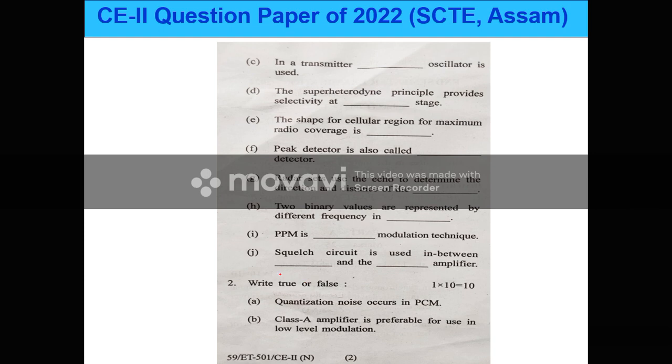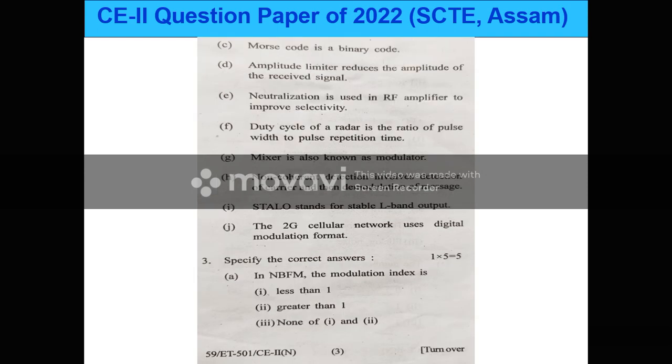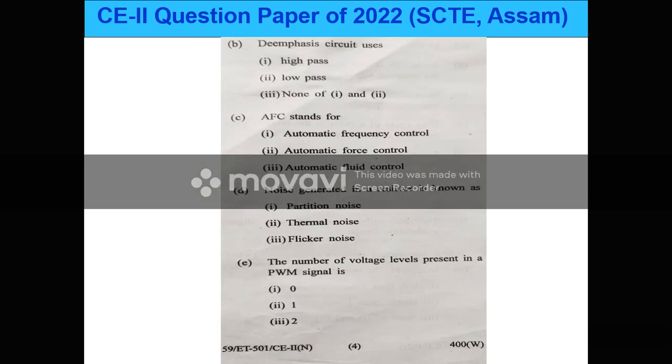There are 10 questions, and again in question number 2, write true or false. There are 10 questions. These questions will be discussed one by one in our upcoming slides. Next is question number 3, specify the correct answer. There are 5 questions, so these are the total 25 marks in section A: 10, 10 and 5.